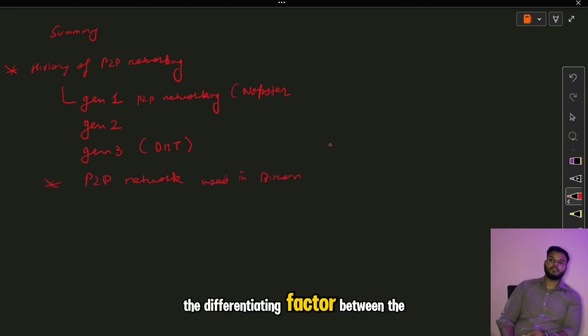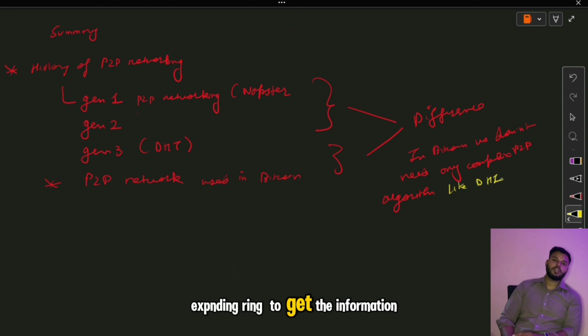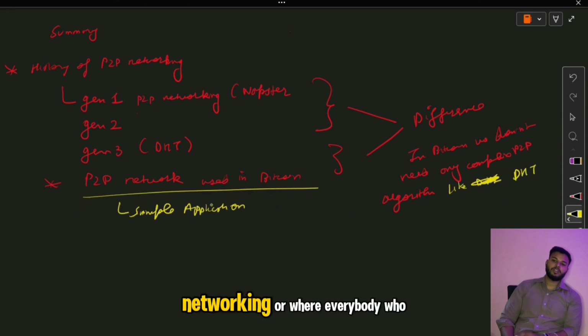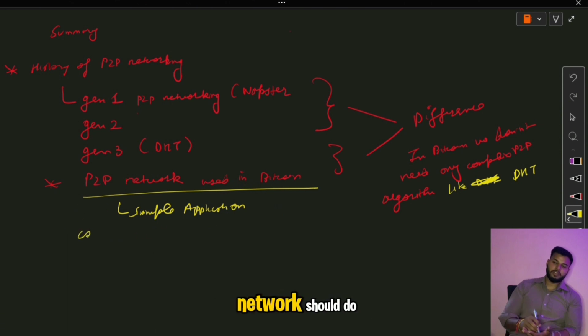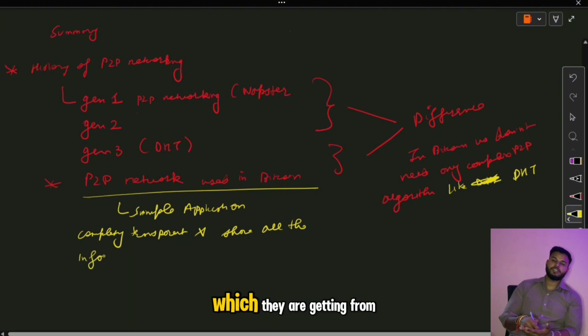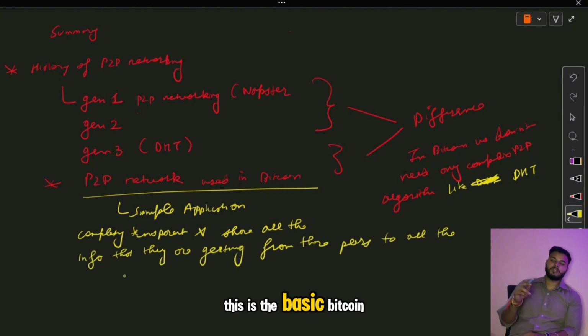The differentiating factor between the three examples of peer-to-peer networks that we have seen and the Bitcoin peer-to-peer network is that in Bitcoin we don't need any complex algorithm like DHT or the expanding ring algorithm to get the information. It is a very simple application of peer-to-peer networking, where everybody in the network should be completely transparent, and they should share all the information which they get from a peer with all the peers they are connected to. So this is the basic Bitcoin peer-to-peer network.